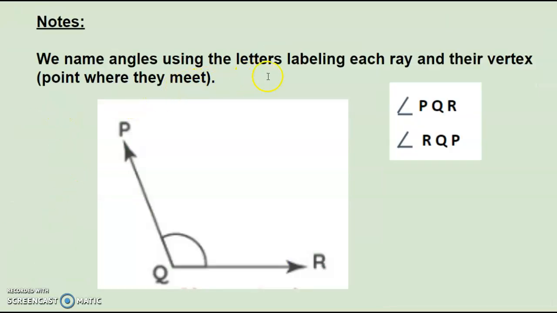We name angles using the letters labeling each ray and their vertex, or the point where they meet. For example, ray P, meeting point or vertex Q, ray R. Therefore, we can title this angle PQR or RQP.